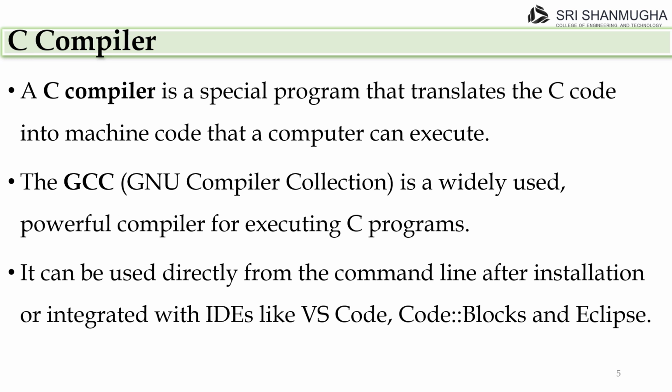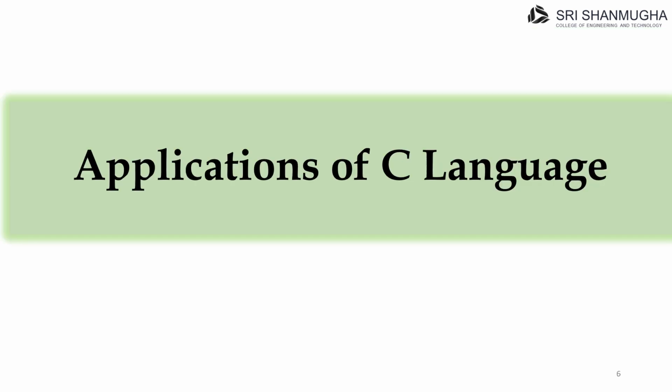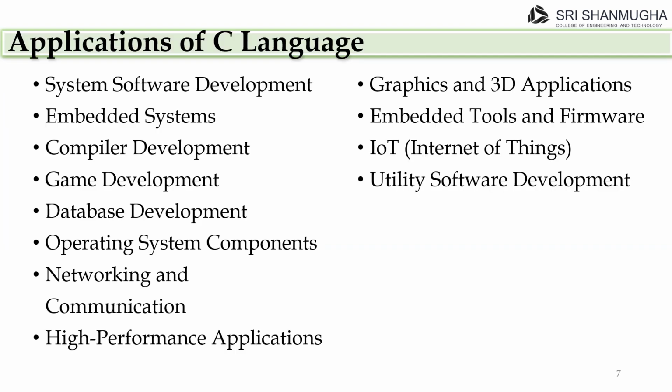Next is GCC. It is a compiler we use to compile your C programs. Other options are also available: IDEs like VS Code, Code Blocks, Eclipse. These are all available to execute your C programs. Here I have given some applications. C is used for software development, embedded systems, compilers, game development, database development, operating systems, networking, 3D applications, graphics applications, IoT. We use the C language everywhere.